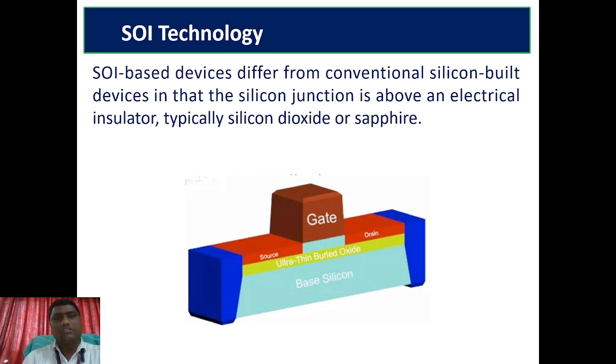SOI-based devices differ from conventional silicon-built devices in that the silicon junction is above an electrical insulator. Typically silicon dioxide or sapphire is used here. Here you can see the base is the substrate, where we have the ultra-thin buried oxide layer, the source and drain on the other side, and we have a gate.